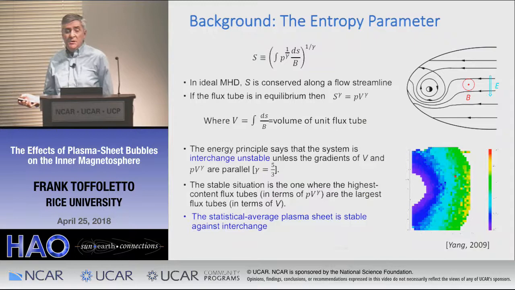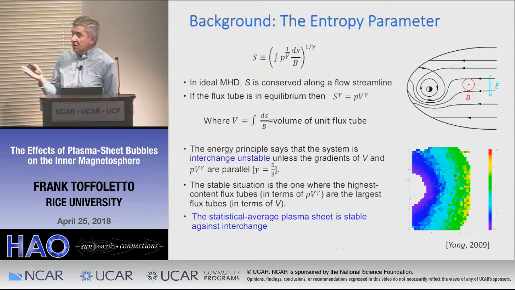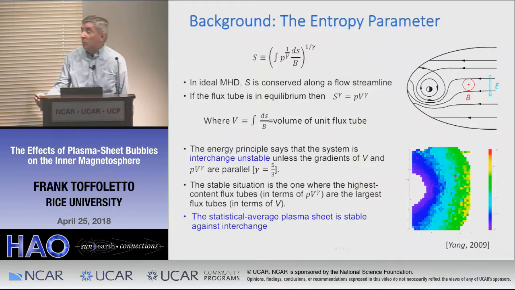If you have the reverse situation where the entropy parameter decreases as you move in, then it becomes what's known as interchange unstable, where flux tubes will try to minimize the energy and interchange, resulting in some kind of instability process. Typically, the plasma sheet is seen to be, on any given average time, stable against interchange. When it's no longer interchange stable, then it becomes interesting.